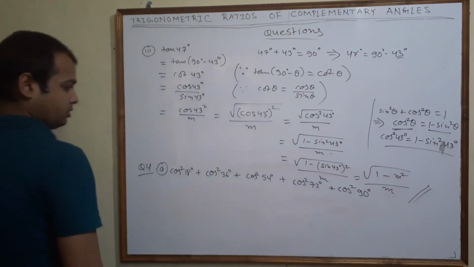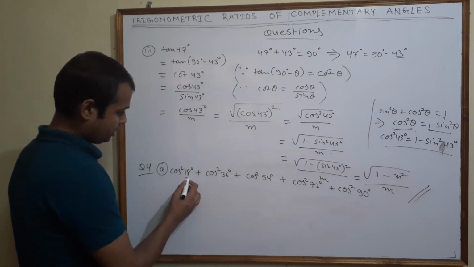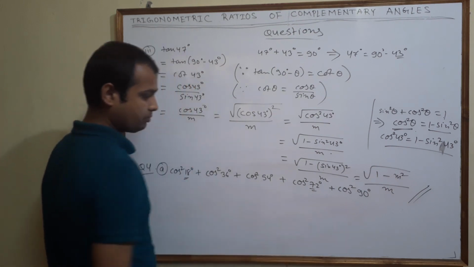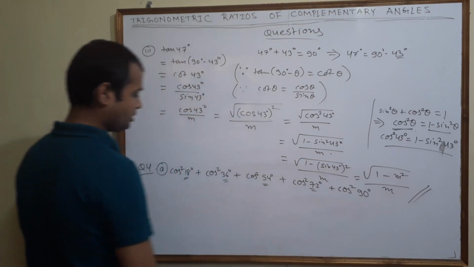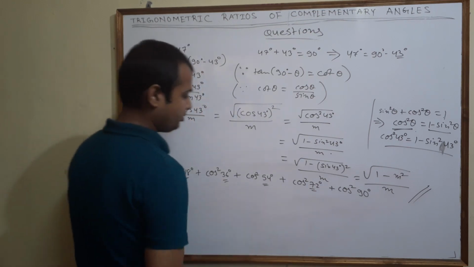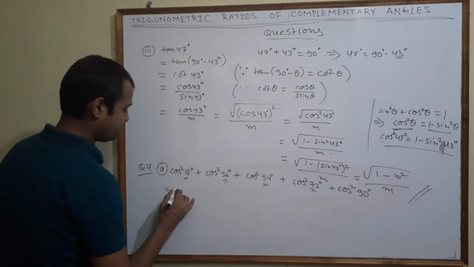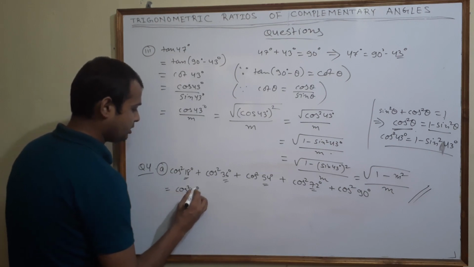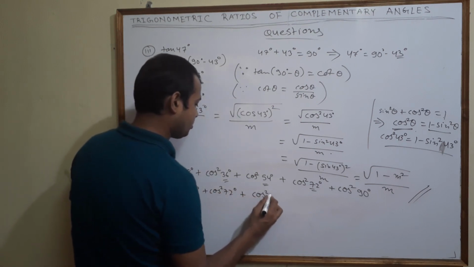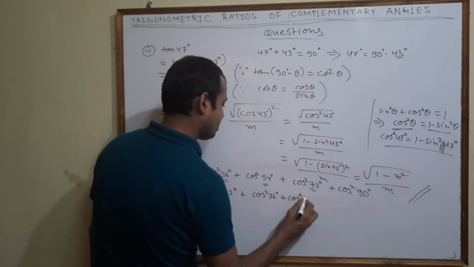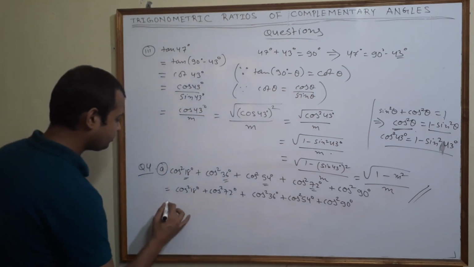Here you can observe one thing in this question. 18 plus 72 is 90, 36 plus 54 is 90. So 18 and 72 are complementary, and we will write them together. So first write like this: cos square 18 degree plus cos square 72 degree, then cos square 36 degree plus cos square 54 degree, then cos square 90 degree.